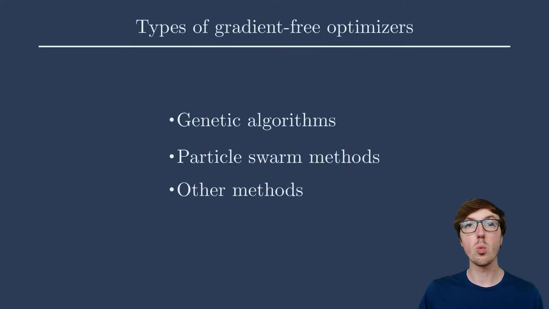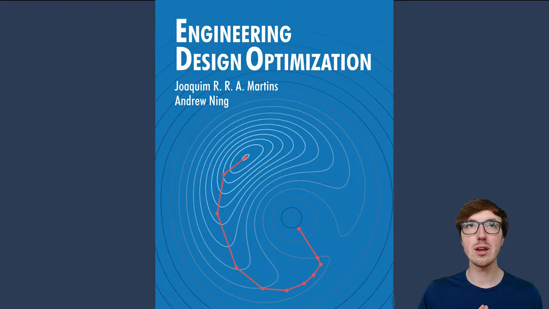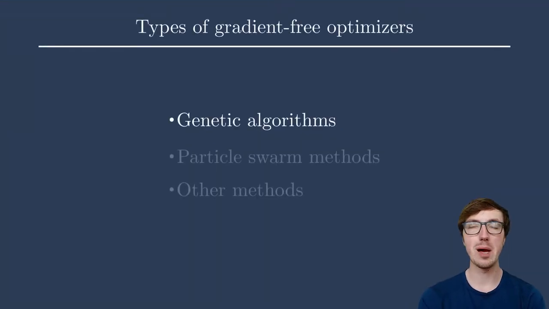Before we get too deep into any one method or type of method, I want to share a table from the Engineering Design Optimization book by Martins and Ning. Here it shows a breakdown of a few common gradient-free methods and shows if they're local or global methods, if they're based on a math background or a heuristic, and a few other things. These are all based on the optimization algorithm classifications introduced in the first chapter of this book. So if you've already read that first chapter, this touches on a few of those points. This is only to show there are many different gradient-free options, and this is certainly not an exhaustive list. But let's jump into one popular type.